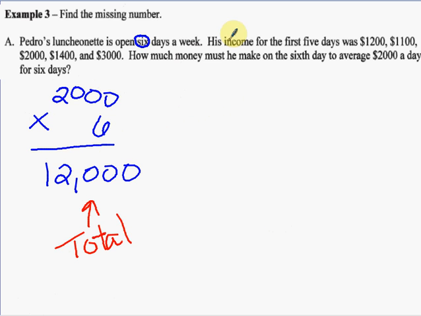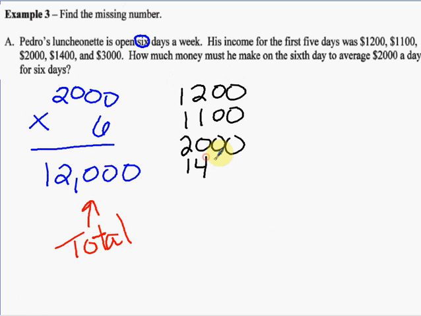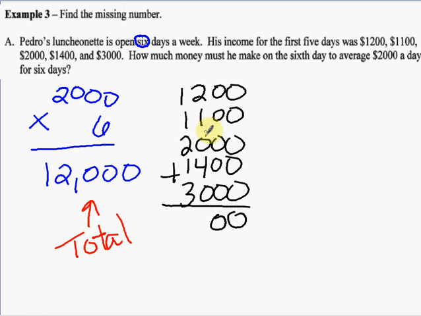Okay, so I want to figure out how much money this guy's made already over 5 days, and so I'm going to add up $1,200, $1,100, $2,000, $1,400, and $3,000. I'm going to add these up. Alright, so let's go ahead and do the math here. We have a bunch of zeros. That's simple. 2, 1, and 4 is 7. 3, 4, 5, 6, 7, 8. So far, he has $8,700 and he needs $12,000.